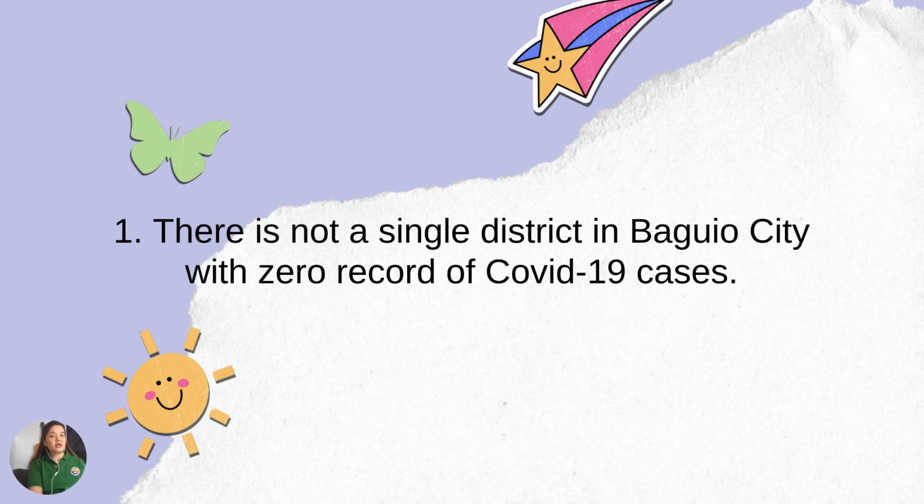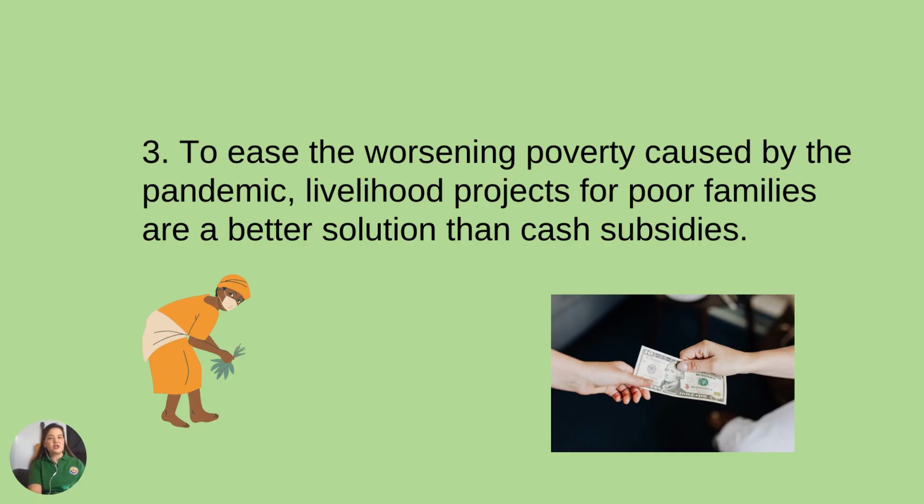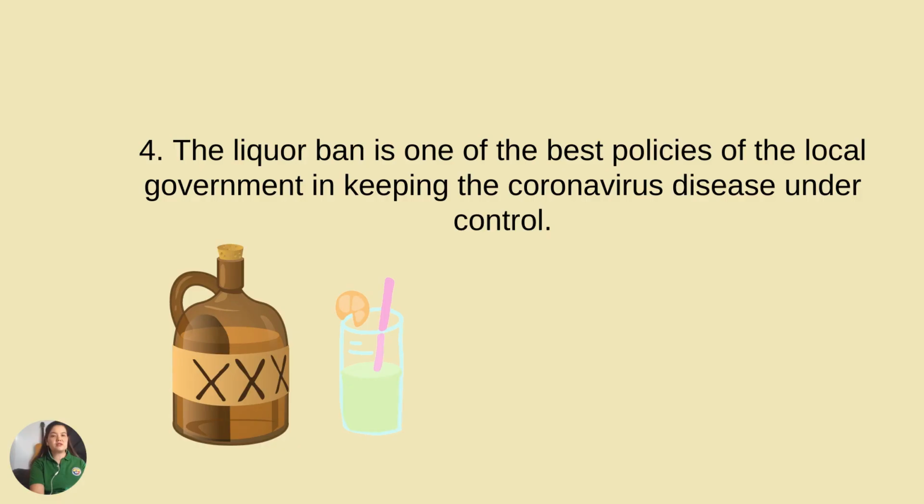Statement number one. There is not a single district in Baguio City with zero record of COVID-19 cases. Number two, the surge in the number of COVID-19 cases in Baguio can be attributed to expanded testing efforts and heightened contact tracing. Number three, to ease the worsening poverty caused by the pandemic, livelihood projects for poor families are a better solution than cash subsidies.